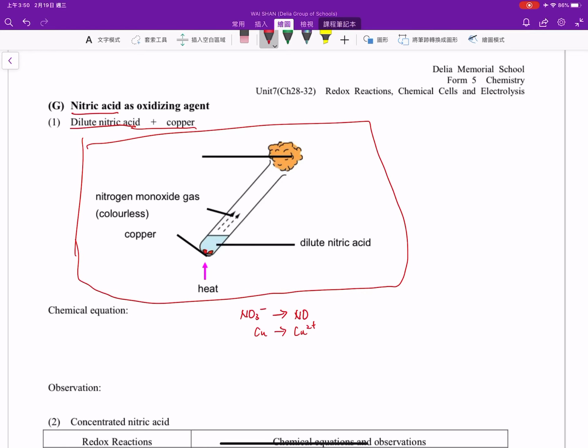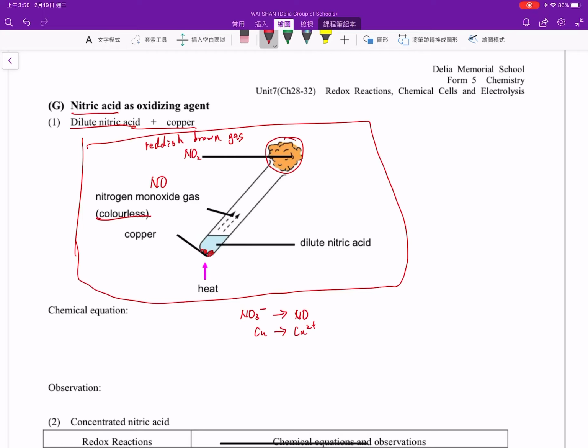So these are the copper. Okay, so as we know, it will give out nitrogen monoxide, which is a colorless gas. But what is this? It's some reddish brown gas. Why can we find some reddish brown gas at the mouth of the test tube? Do you know which gas is reddish brown in color? Yes, it's NO2.